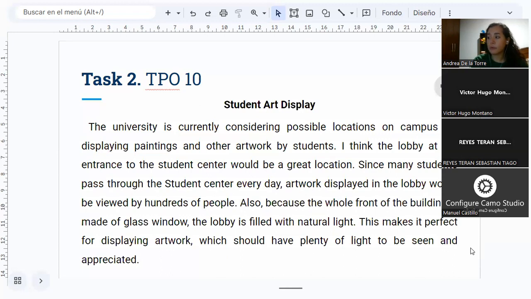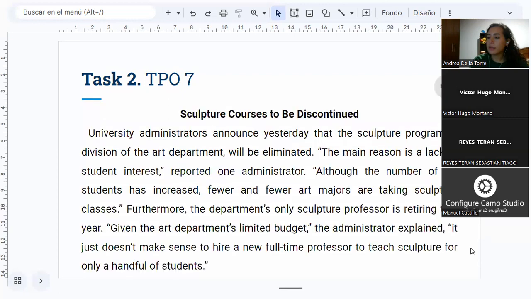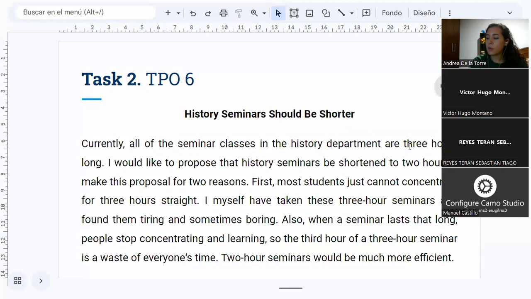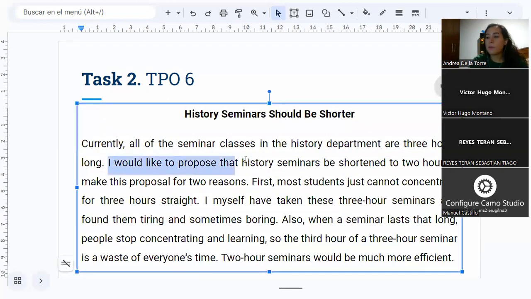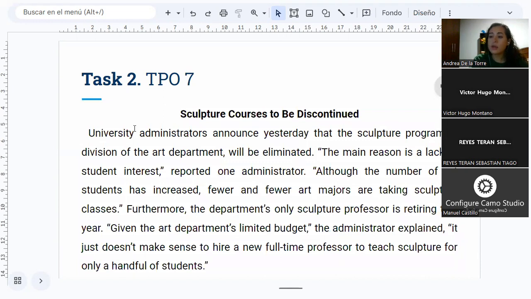Okay, for example, this one here is a proposal too. How do you know it's a proposal? Take a look at this. I would like to propose that I make this proposal for two reasons. I myself have taken the 3-hour seminar. So you know that it's a proposal because in the letter you can see a lot of the time the word or the pronoun I, right? This is a proposal. I think that this should be short, basically. But when it's the university that's announcing something, you don't see the pronoun I, right? It's like university administrators have announced that this will be eliminated.